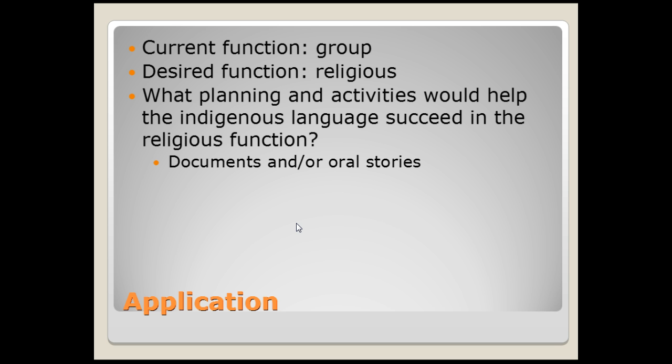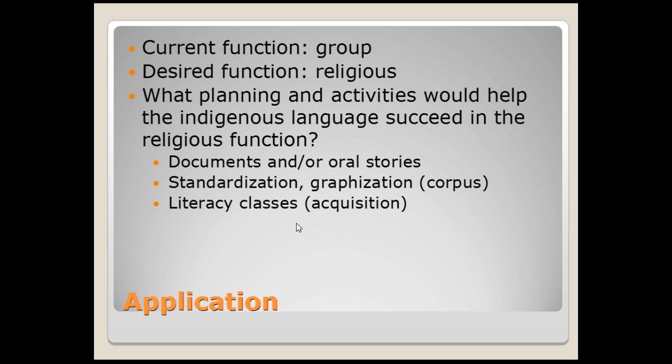In order to do a Bible translation or record oral Bible stories, you'll likely need to undertake some level of standardization, and if there is no orthography, some graphization, which are elements of corpus planning. In addition, if you are doing a translation, you will need to plan how the community will acquire the ability to read the translation, which is acquisition planning, which can include adult literacy classes. This is just a rudimentary example of how language planning applies in our work. You will have more chances to interact with this concept as you do your readings and assignments this week.